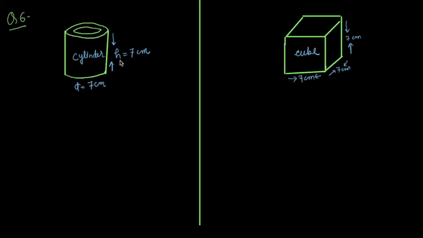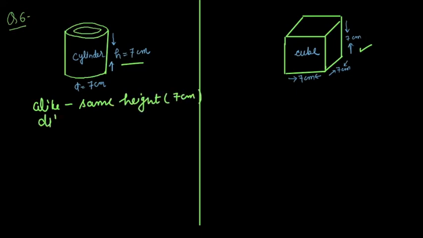And if you see, the height here is 7 centimeter and the height of the cube is also 7 centimeter. So we can say in this way they are alike, in the sense they have the same height, 7 centimeter. And they are different because the first figure is a cylinder and the second figure is a cube. Though both are three-dimensional figures, they are of different shapes.